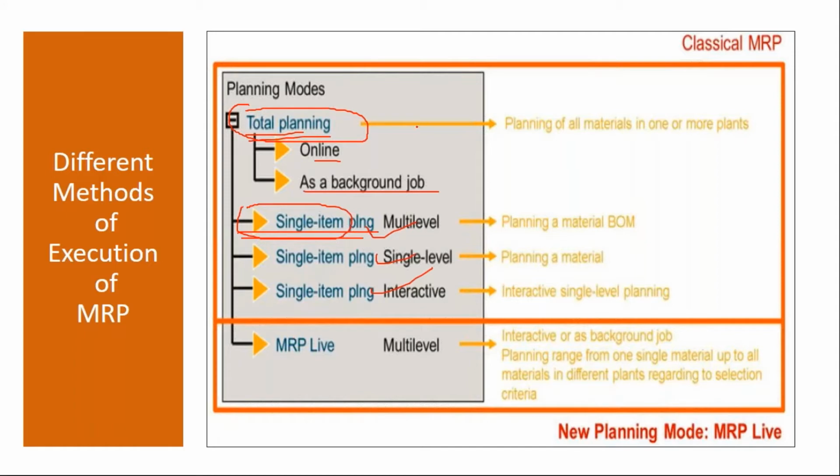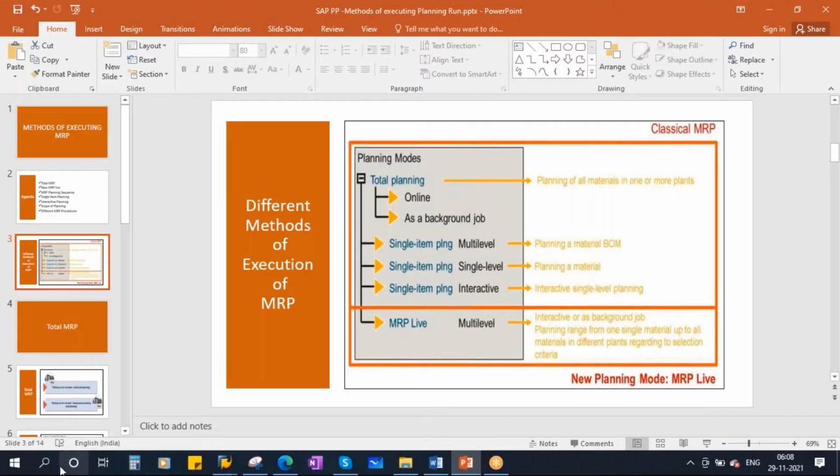Now this is in the classical MRP. This is in the old ECC. Now in S4 HANA, they came up with a new function called MRP Live. This I will show in the system, in the S4 HANA system. What is this MRP Live? How is it different from the old ECC classical MRP? We will discuss that. So basically, on a high level, you have two methods of execution.